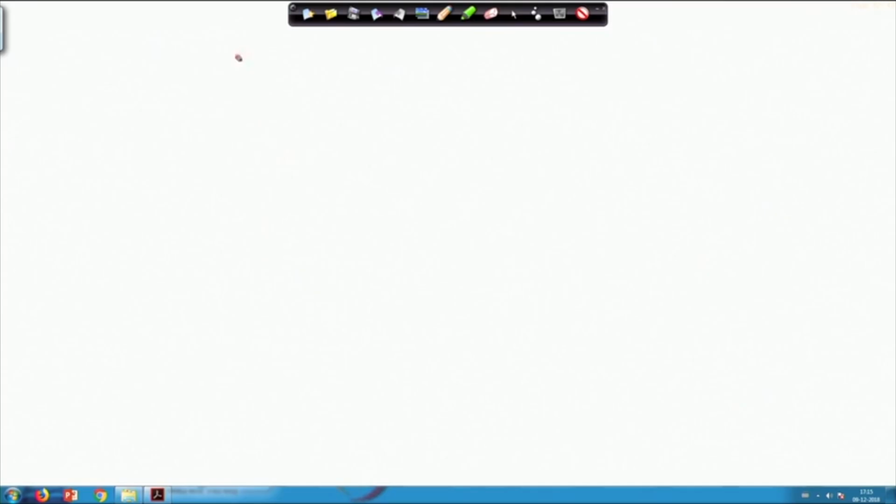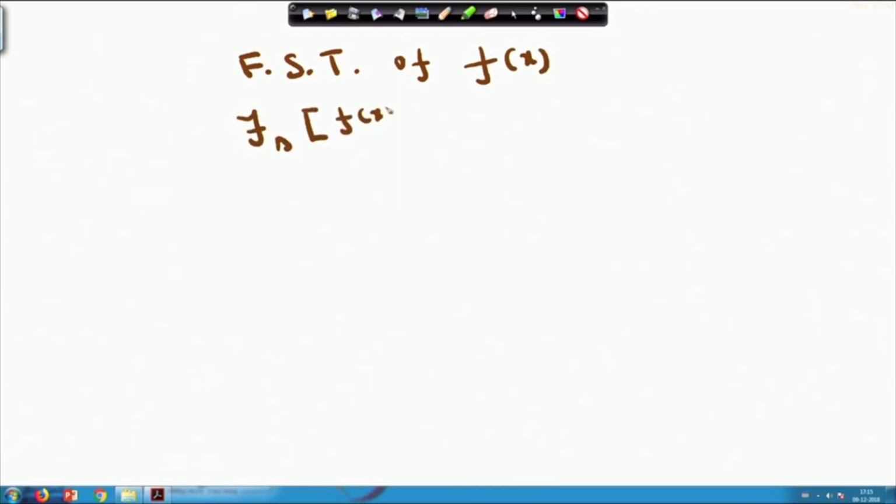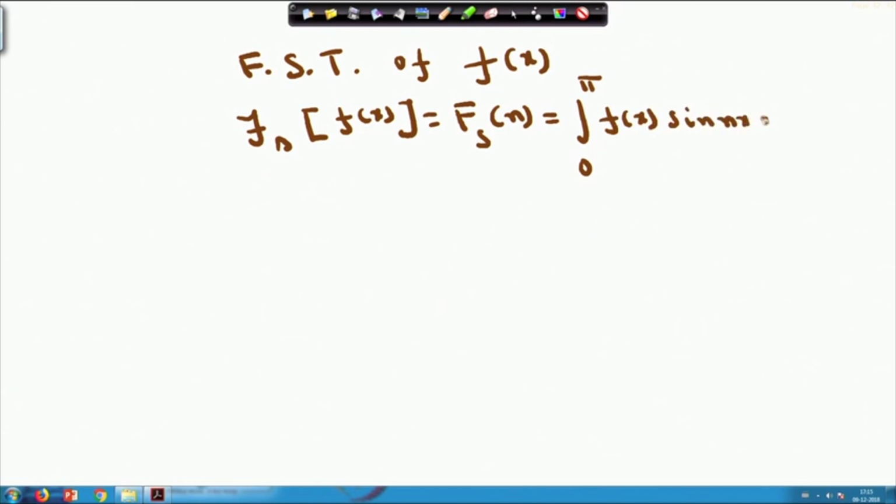Then the finite sine transform of f x, please note this, finite sine transform of f x is defined as F s n, I am defining, and this equals integral 0 to pi f x sin n x dx, where n varies 1, 2, 3 like this way. So, this is equation 5.